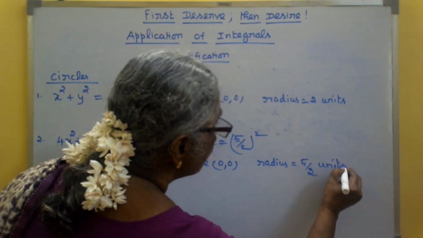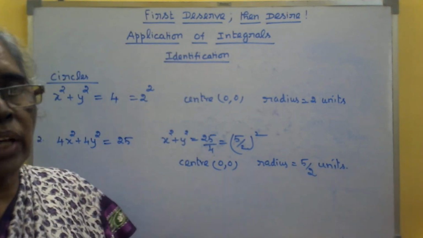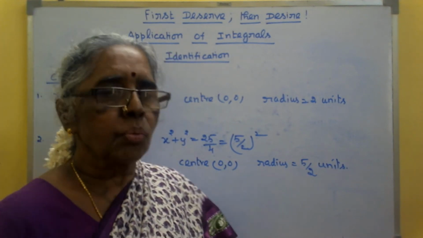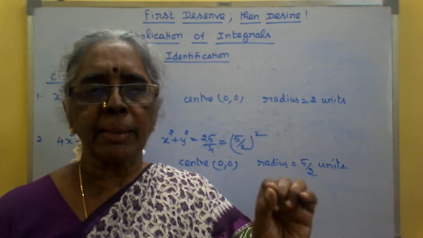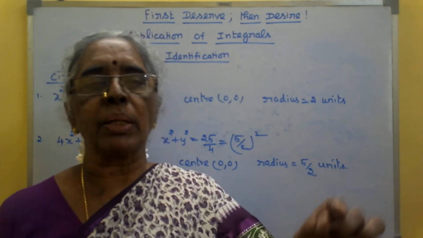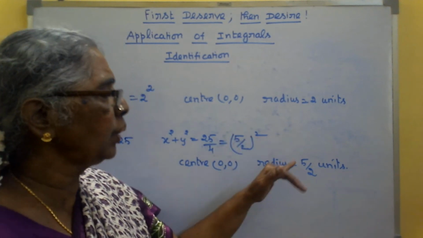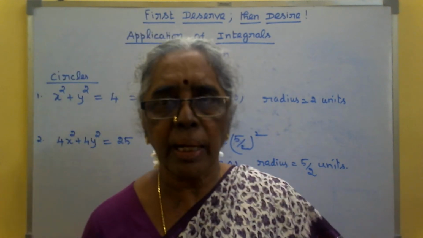Okay. So you have only circles of this type. So I am stopping with this. So always to find the radius of a circle, you make the coefficient of x² and y² as 1 and then you find the radius. Okay, is it clear?